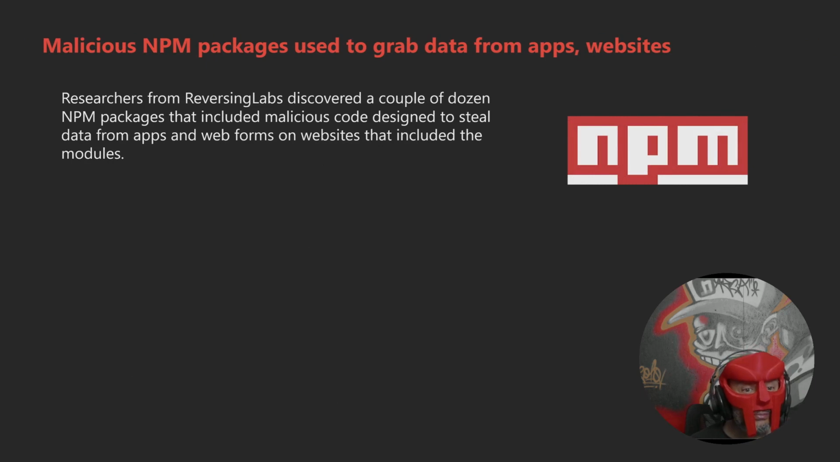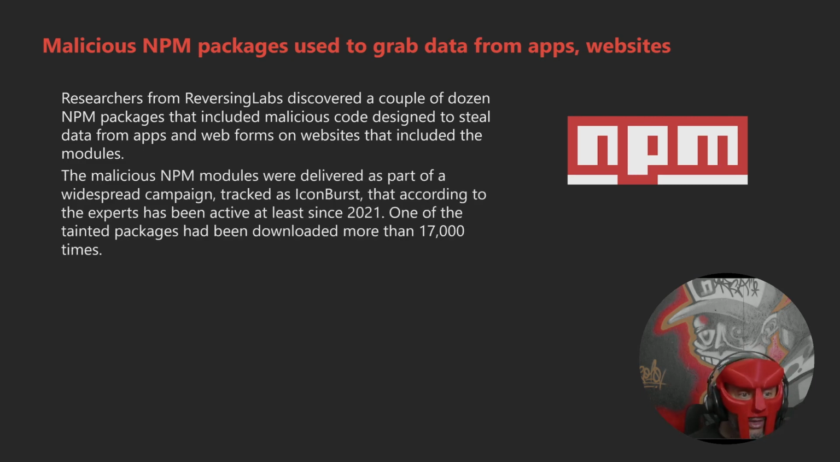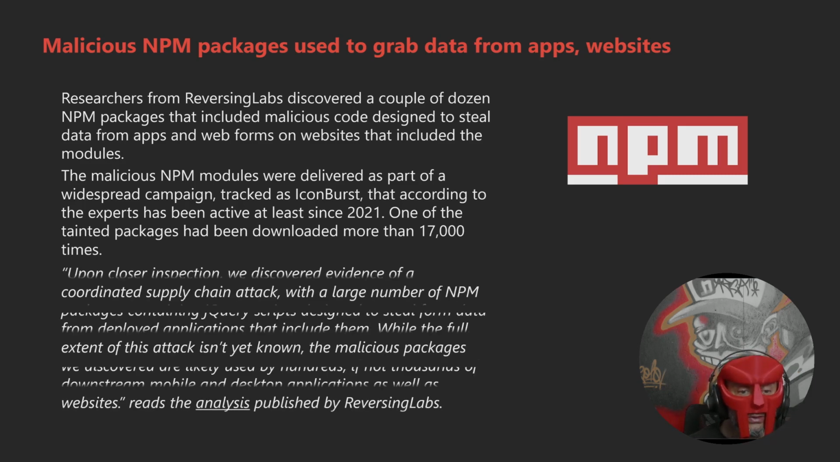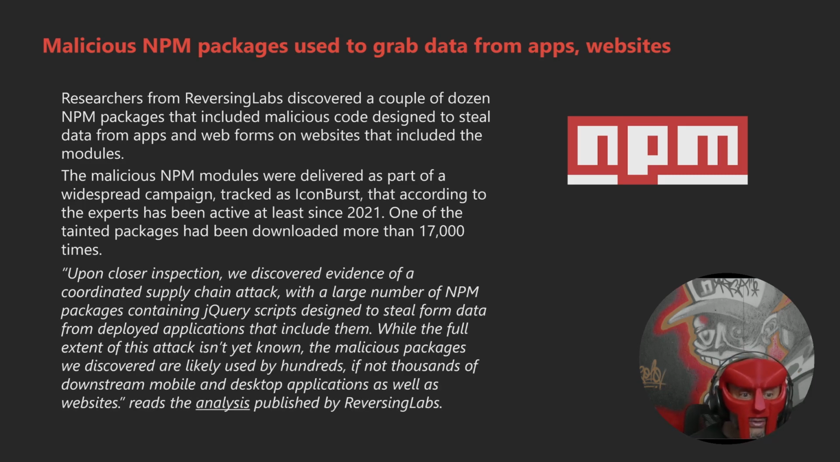Researchers from ReversingLabs discovered a couple dozen NPM packages that included malicious code designed to steal data from apps and web forms on websites that included the modules. The malicious NPM modules were delivered as part of a widespread campaign tracked as IconBurst that, according to the experts, has been active at least since 2021. One of the tainted packages had been downloaded more than 17,000 times.